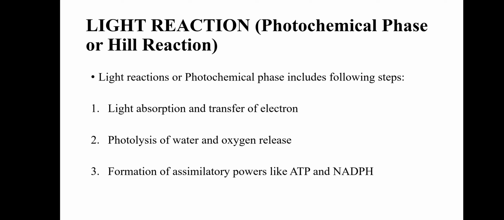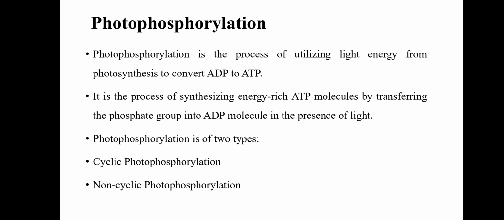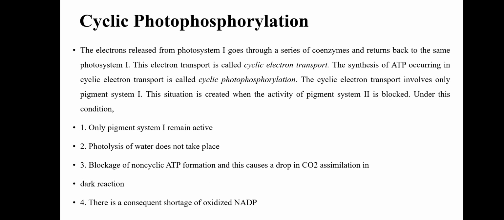Light reaction follows this process. The first step is light absorption, and then transfer of electron, then photolysis of water, that means splitting of water and release of oxygen, then formation of assimilatory power like ATP and NADPH. Then what is photophosphorylation? Photophosphorylation is the formation of ATP in presence of sunlight, and it is of two types. One is cyclic, the second one is non-cyclic.